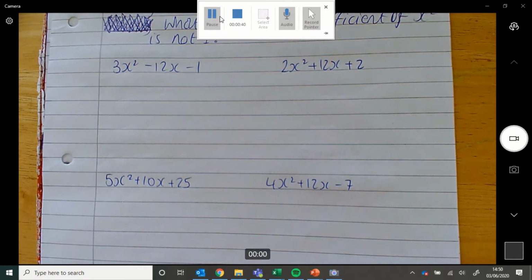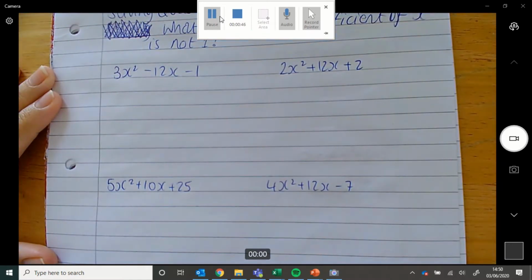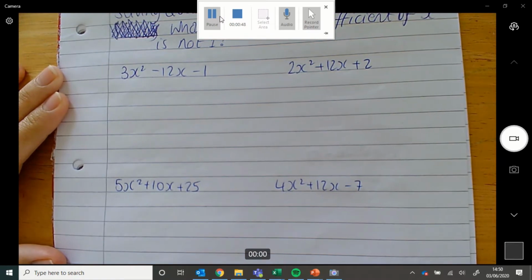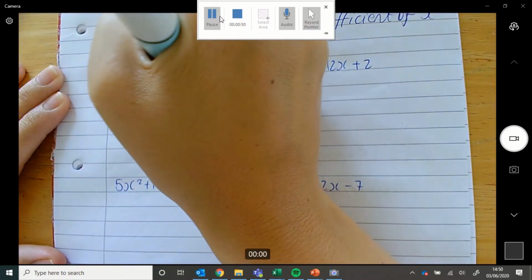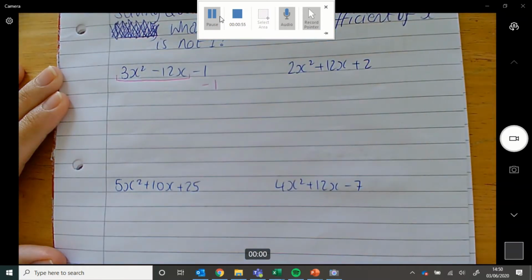Okay, so just like when we complete the square when the coefficient is 1, I'm going to ignore that negative 1 that's at the end. I'm just going to focus on this here. So the whole way throughout my working out, I'm going to keep that negative 1 on the side, but I'm going to ignore it for now.